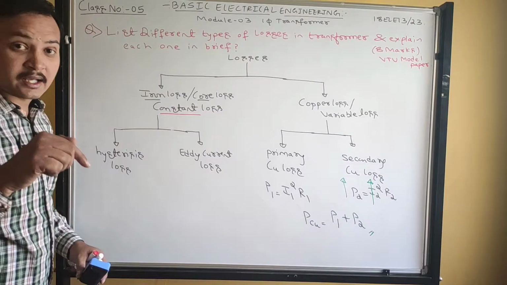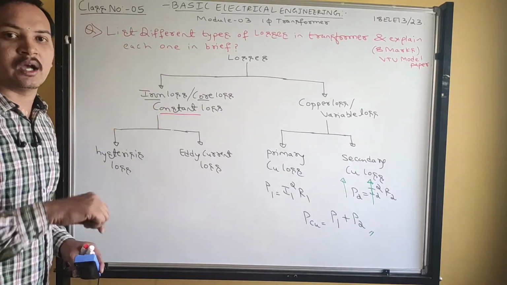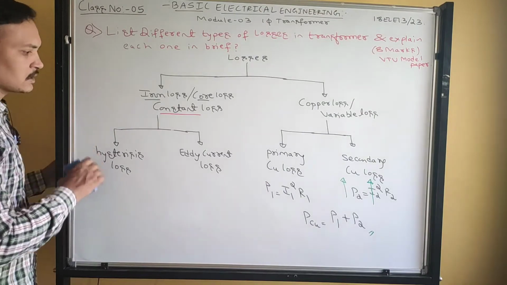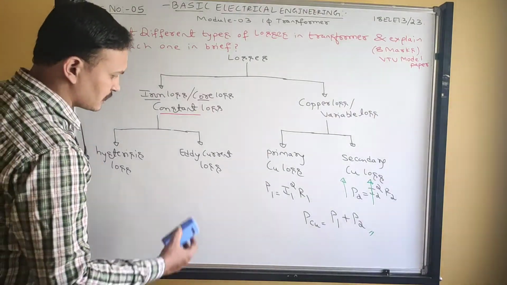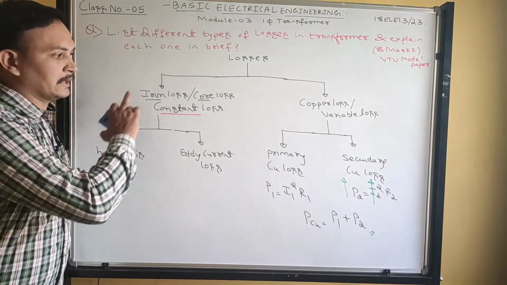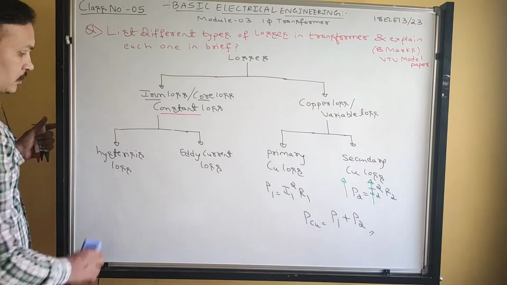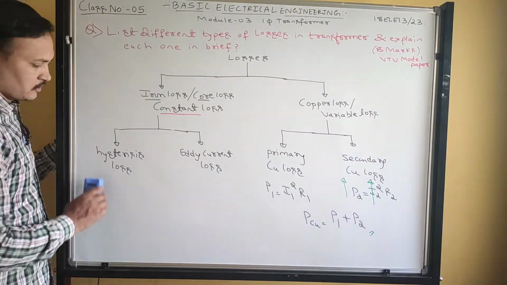The losses that occur in the transformer core are called iron losses. In that we have two losses. One is hysteresis loss and the other one is eddy current loss. Guys, please pause the video and copy down this chart. Okay, so shall I erase?